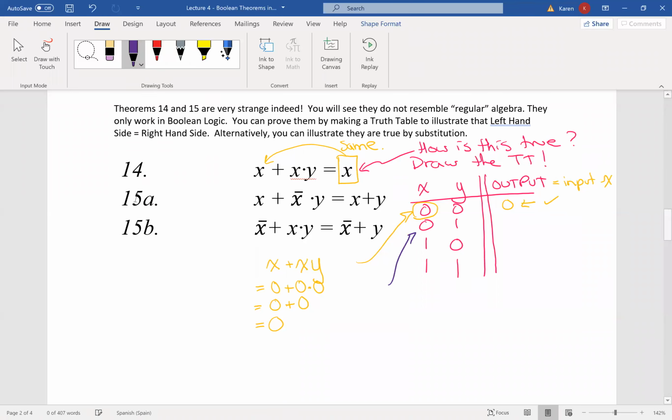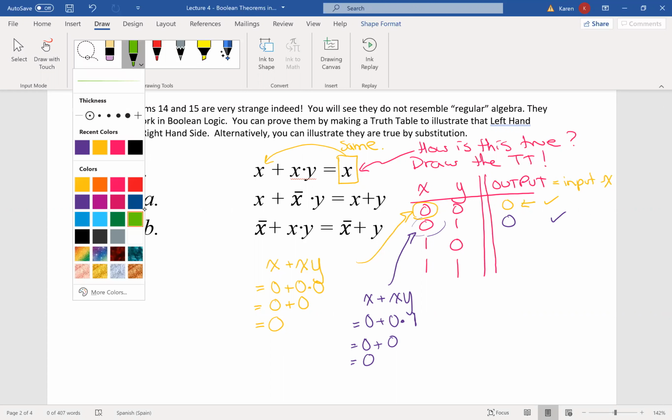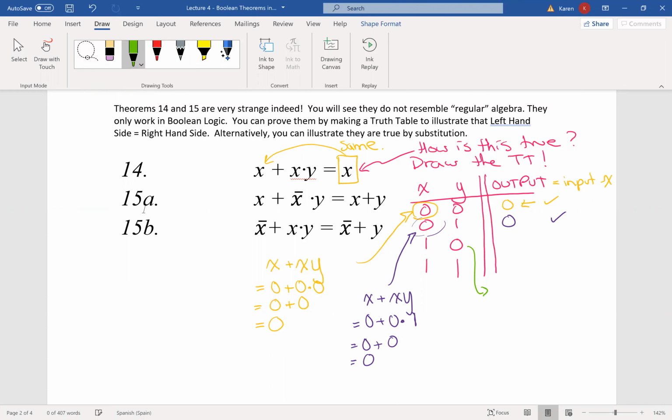The next row would go X or X and Y, where X is 0 and Y is a 1. When there's a 0 and 1, the answer is 0. So again, this answer is 0. Does that match the input X? Yes. Let's do the next row of the truth table.